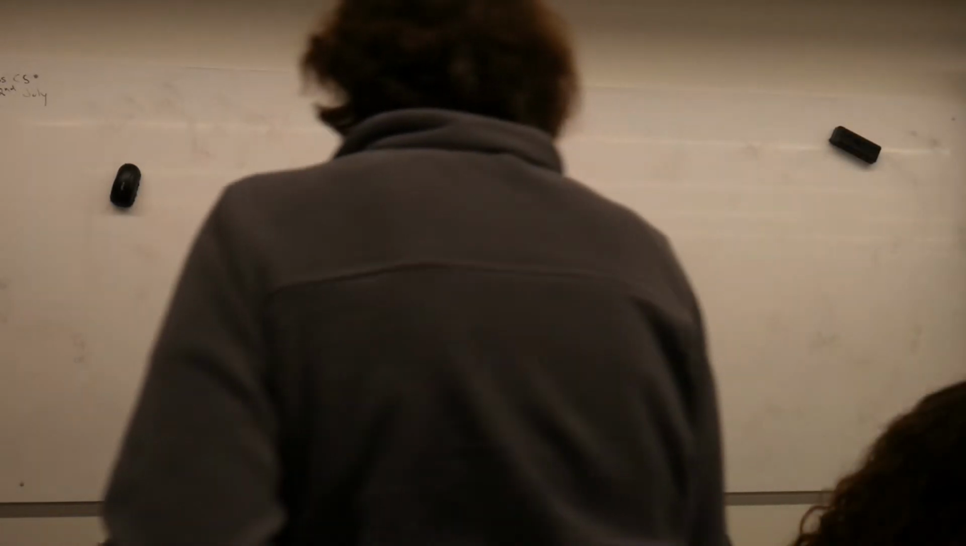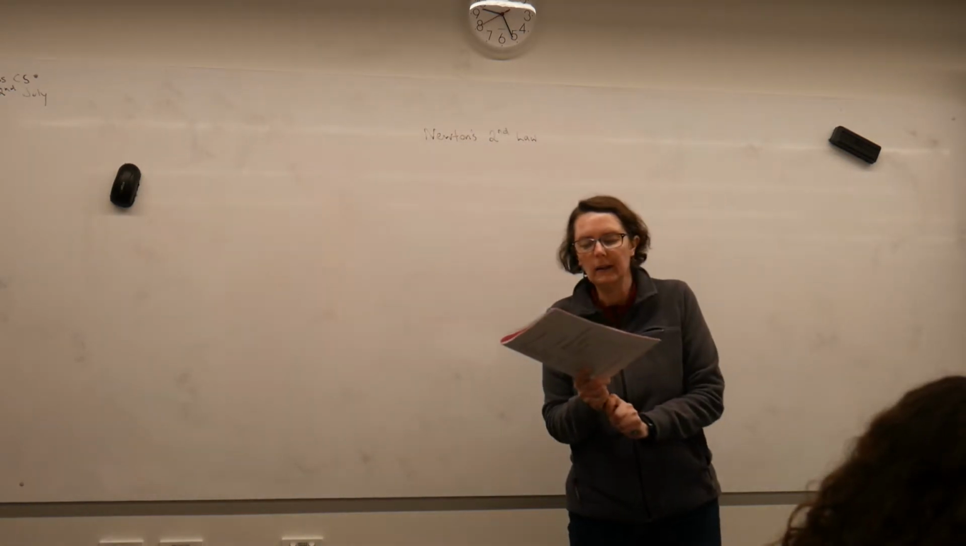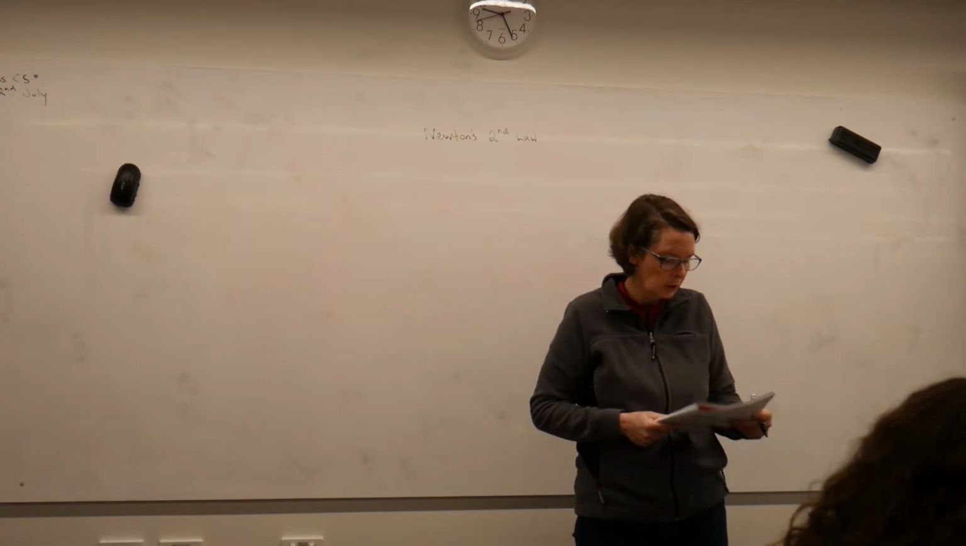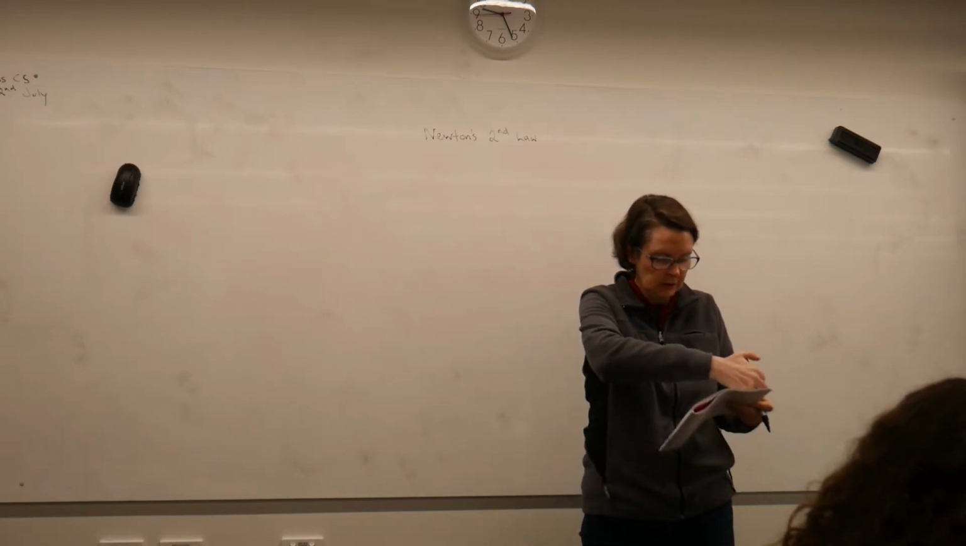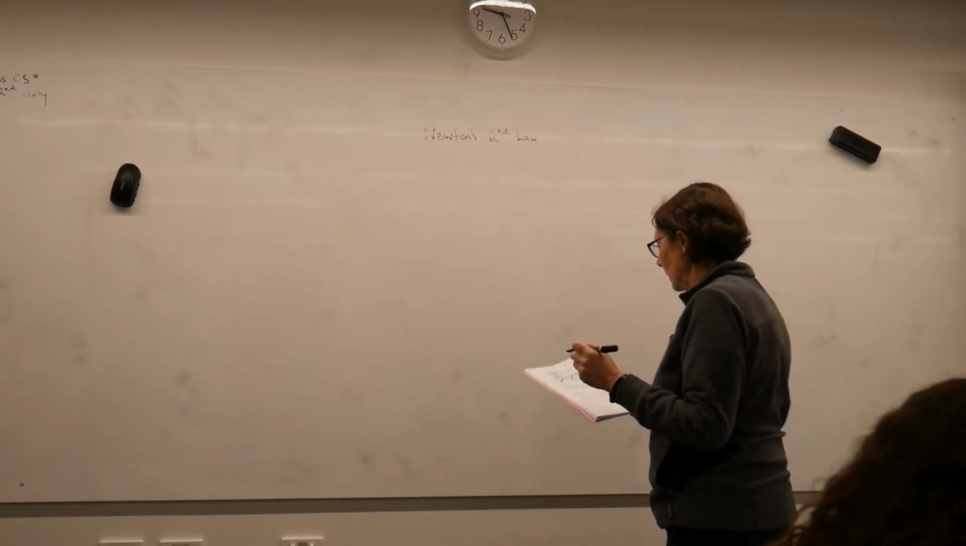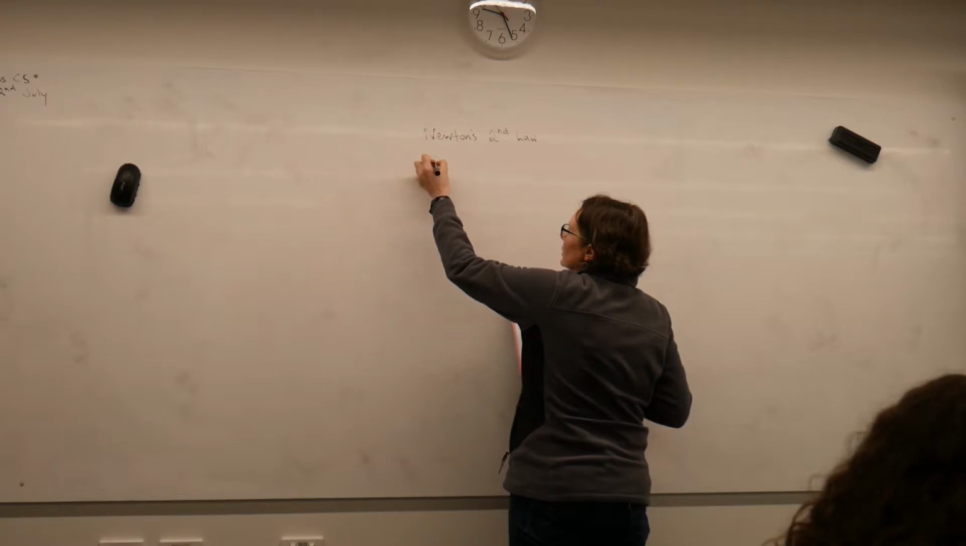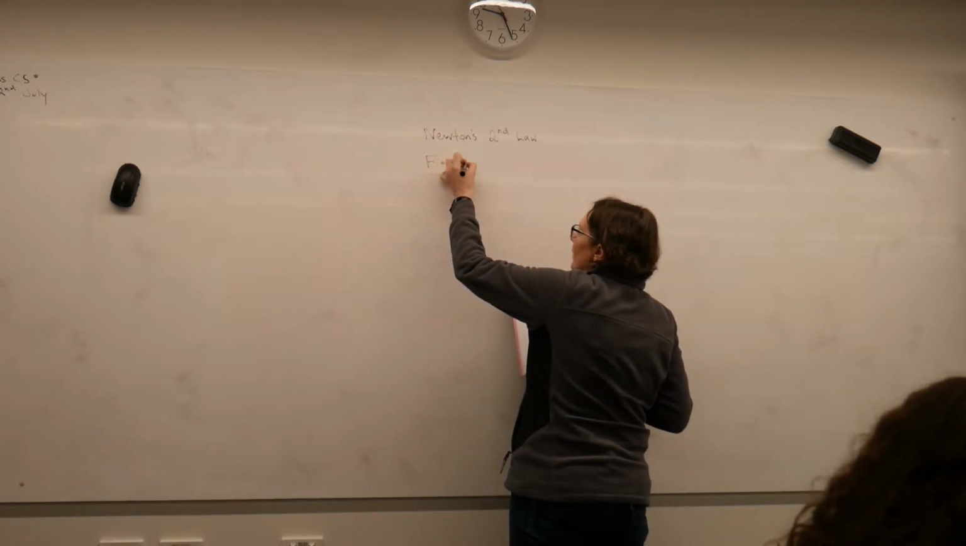Okay, so Newton's second law of motion states that the acceleration of a body is directly proportional to the net force acting on it, and is also proportional to its mass. So the way we normally represent Newton's second law is F equals ma.